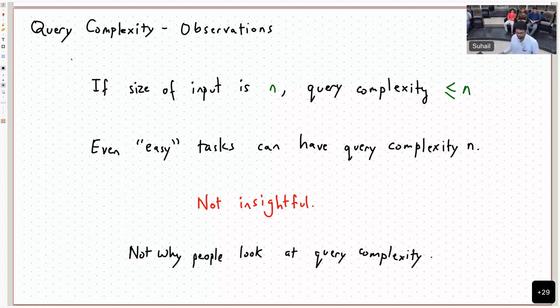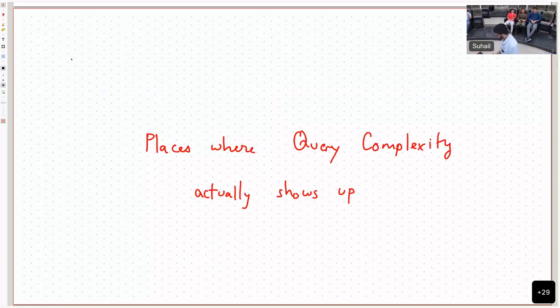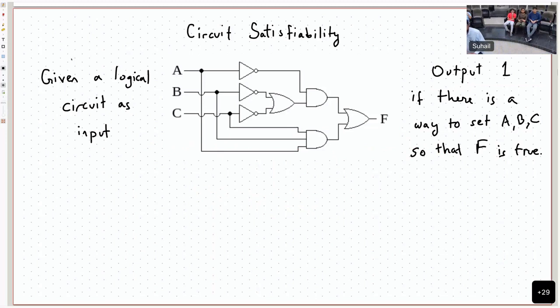So what we'll move on to right now is to see why people actually look at query complexity. Where does it actually pop up? Why do people care about this seemingly useless measure? So, places where query complexity actually shows up.